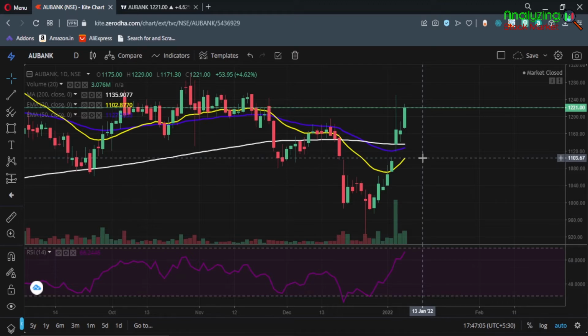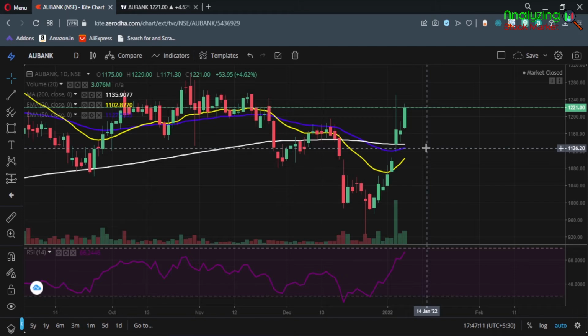If you want to go for the long term, you can add the stock near 1100 or 1080, which is a good support zone, and an entry level below that is also an opportunity to add more. If the stock falls more, you can add more and average your portfolio. This was my opinion for the coming days.